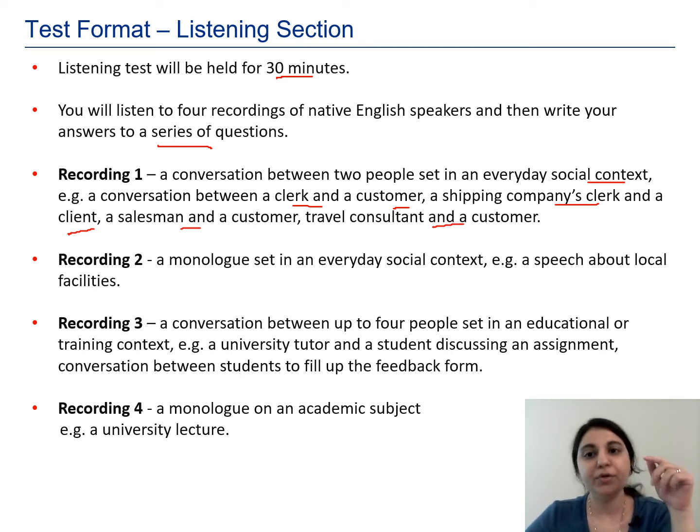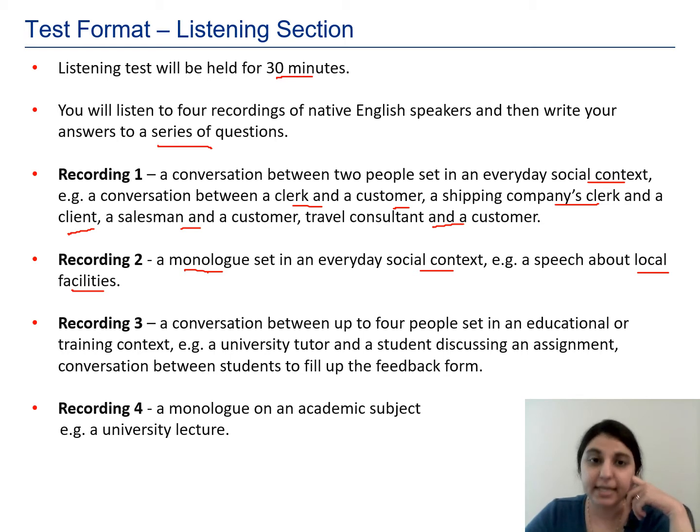Now what is going to happen in recording 2? So in recording 1, basically you're going to hear a dialogue. Okay, but in recording 2 you're going to hear a monologue. What is a monologue? A monologue is a situation where only one person is talking. A dialogue is a situation where 2 or more people are talking. Okay, so in recording 2, a monologue set in an everyday social context. For example, a speech about local facilities, like gardens and parks.